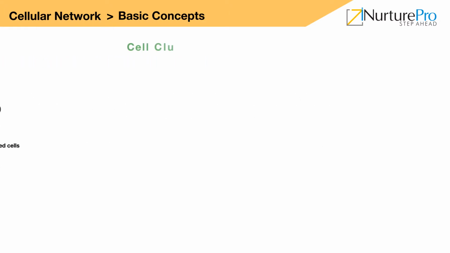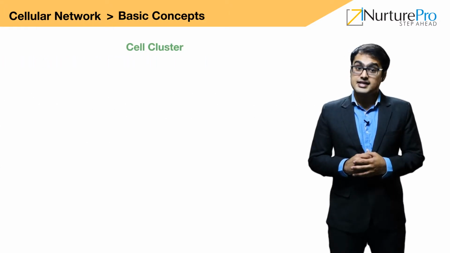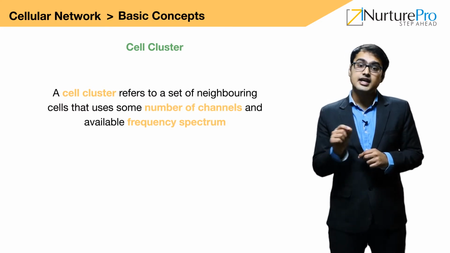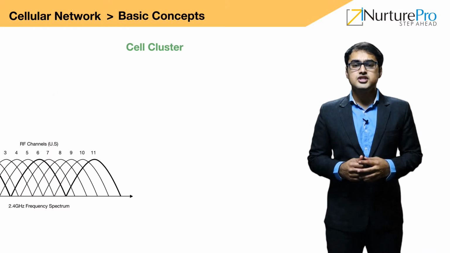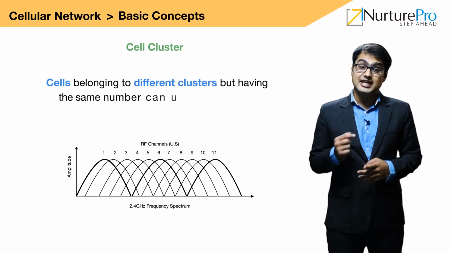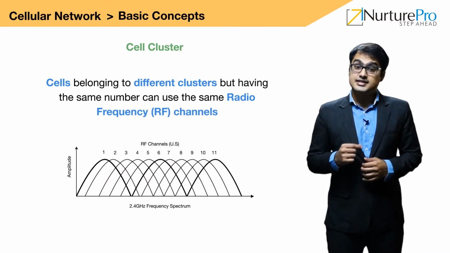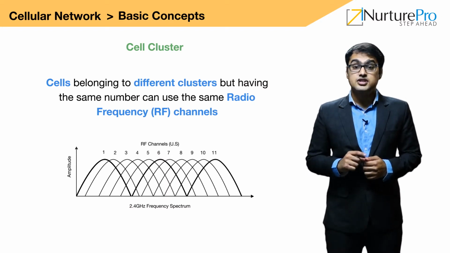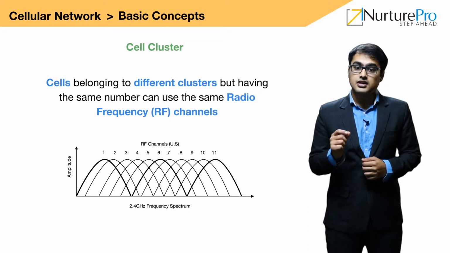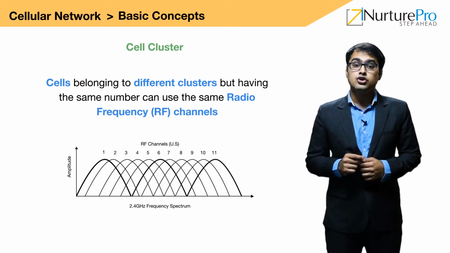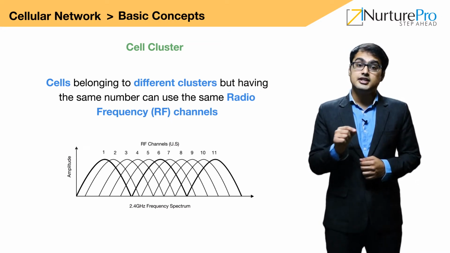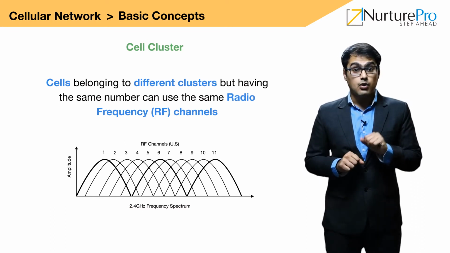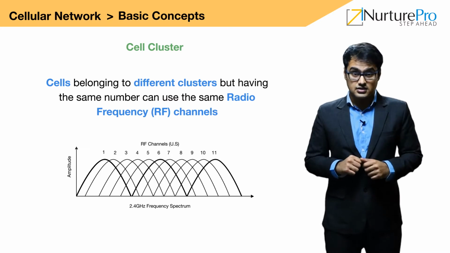Now let's move on to the next concept called cell cluster. A cell cluster refers to a set of neighboring cells that use a number of channels and the available frequency spectrum. A cell of a cluster can have 2 cells with the same number in the adjacent cluster. Such cells belonging to a different cluster but having the same number can use the same radio frequency or RF channels. RF channel refers to the electromagnetic wave frequencies that are used in communication. Usually, a cluster consists of 7 cells. However, there can be several other configurations.